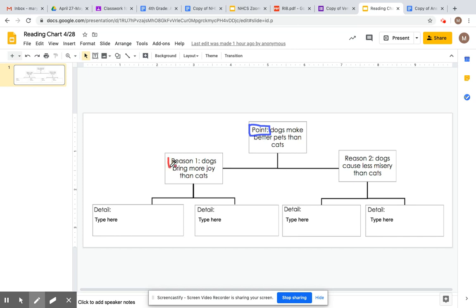And here we have reason one. I'm going to put that in a different color. Reason one was that dogs bring you more joy than cats. And then they had another reason. Dogs cause less misery than cats.